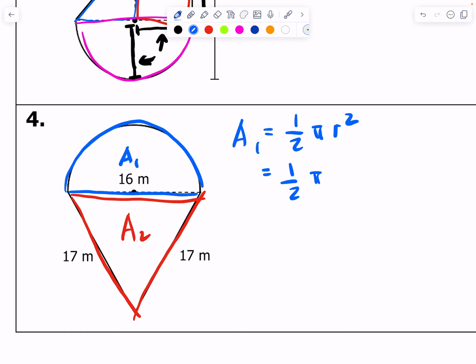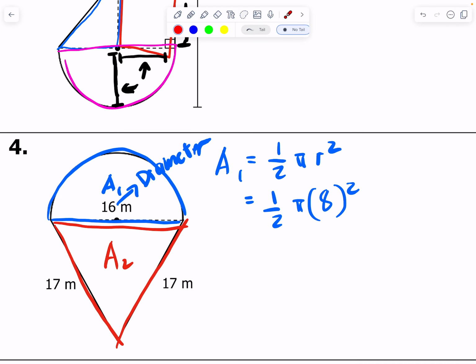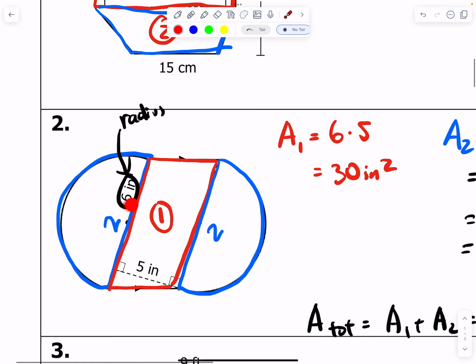So note that for this one, the 16 is written in the middle. That means we have a diameter. That means my radius is going to be half of that, which is 8. So pulling back to look at where this number is written, it's in the middle, whereas this one, it was written on the side, indicating this one was a radius.